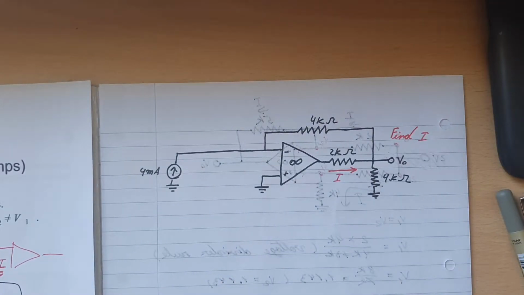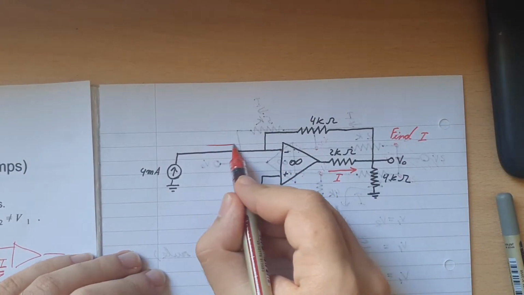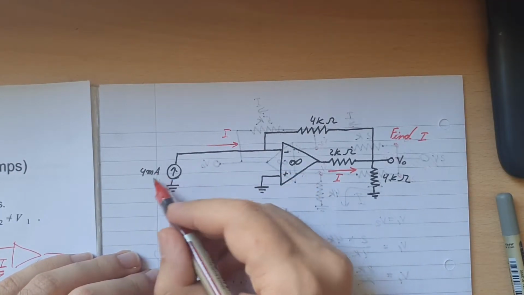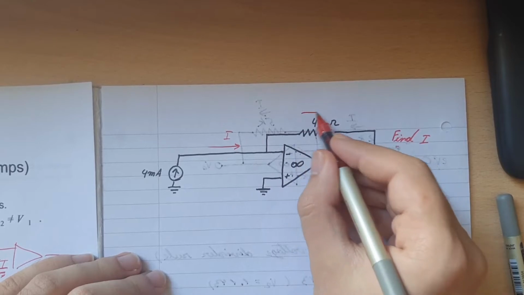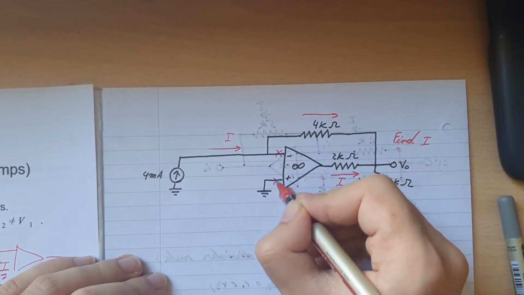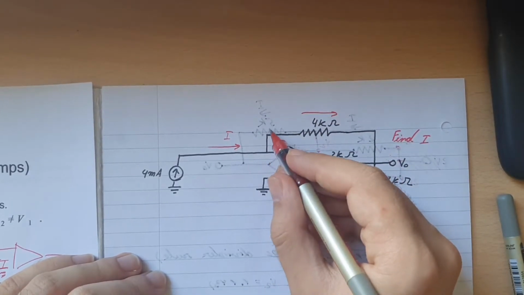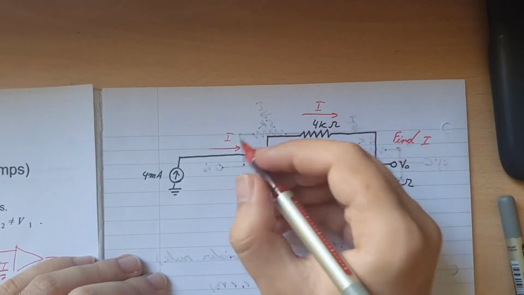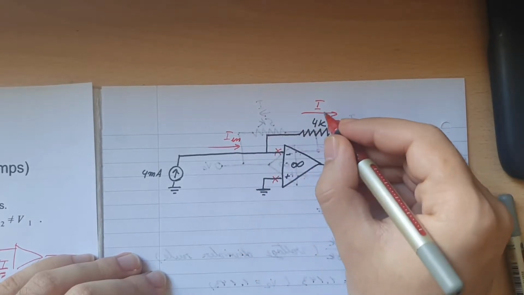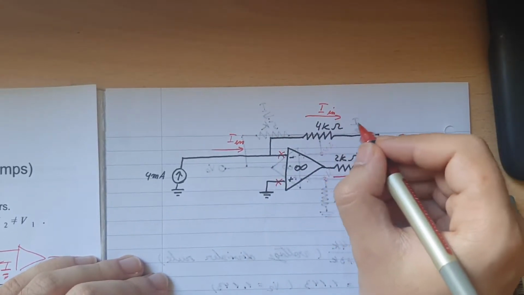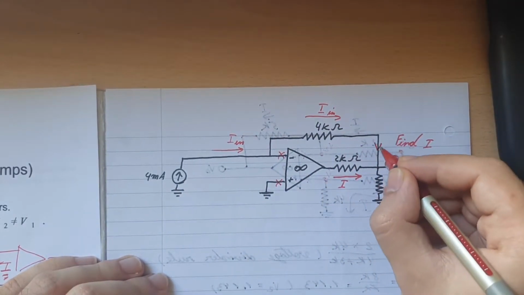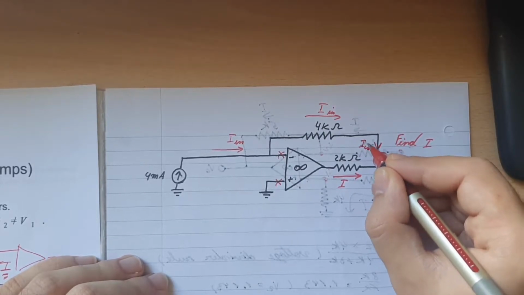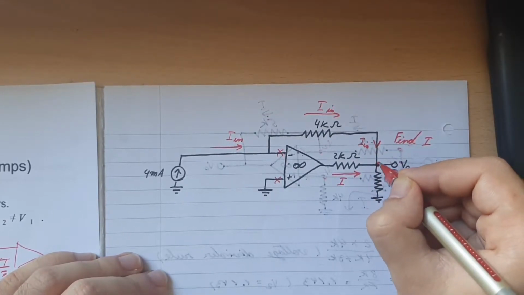And why is that? Well, if you think about it, the current I will simply go through here. It will still be 4 volts. And it will also go through here because there's no current going through here or here. This is basically in series. So it's the same current I. Let's put I in. The same current I in will go through the 4K and it will end up here, I in, coming inside this node.